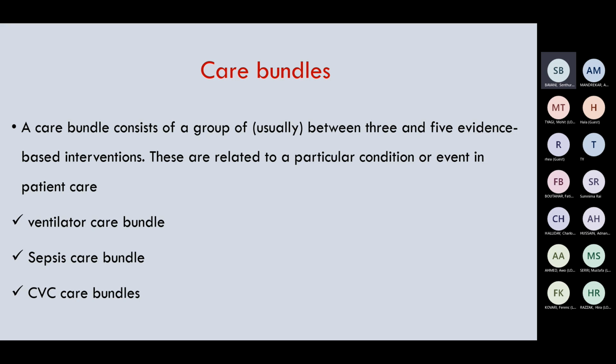And what are the ICU care bundles? Care bundles consist of a group, usually 3 to 5, of evidence-based interventions. They are related to a particular condition or even inpatient care. What are the care bundles? We can see in ICU ventilator care bundles, sepsis care bundles, CVC care bundles, and catheter-related care bundles.